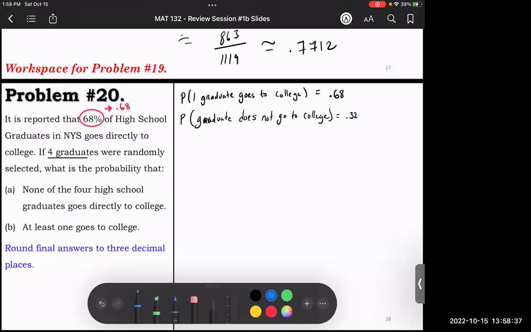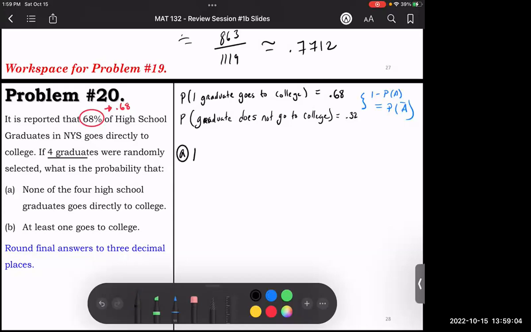This is essentially the complement rule being applied. It was 1 minus the probability of A, which is equal to the probability of A bar. 1 minus 0.68 is your 0.32. So if this question just stated that if we selected 1 graduate, then the probability would have been 0.32. But that's not the case. We're selecting 4 graduates. So we apply the multiplication rule.